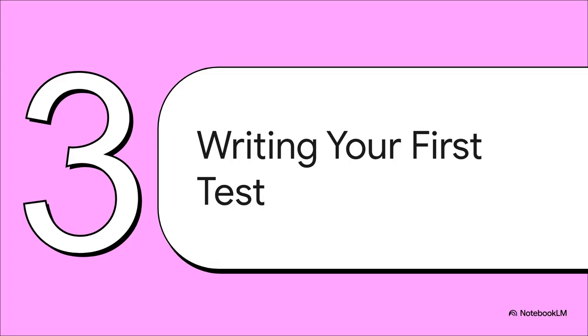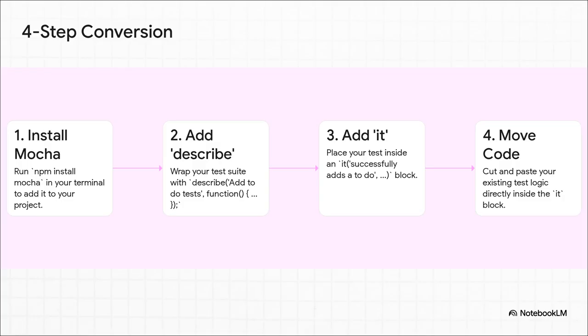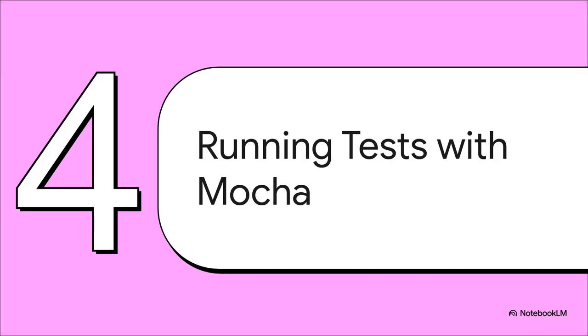All right, enough theory. Let's actually put this into practice. I'm going to walk you through exactly how to take a standalone test script and convert it into this clean, organized Mocha structure. It's easier than you think. Okay, so converting your old test is really just a simple four-step process. First, you install Mocha. Super easy. Second, you create that describe block to be your main container. Third, you add an it block inside for your specific test. And finally, you literally just cut and paste your existing test logic right inside that it block. That's it. You're done. Okay, so now that our test is properly structured for Mocha, we can finally stop running it manually. This is the good part.